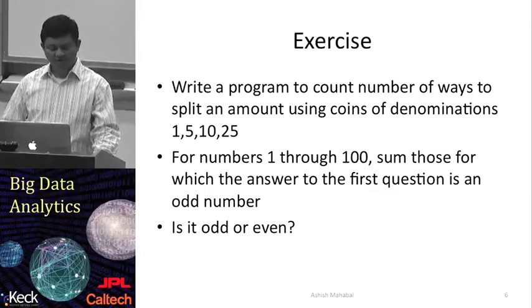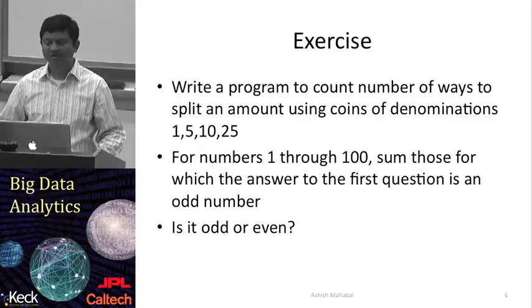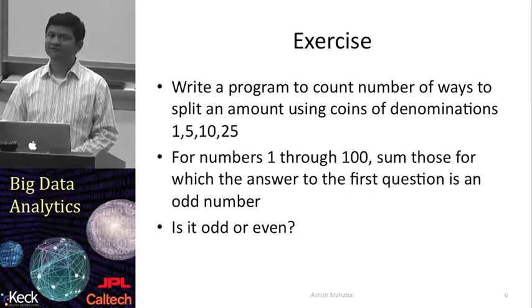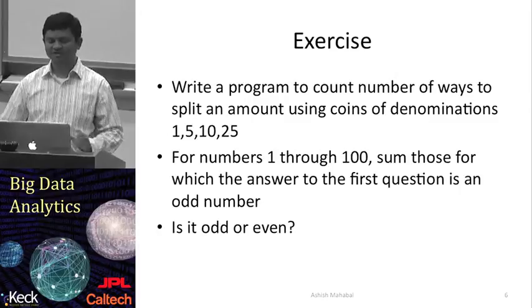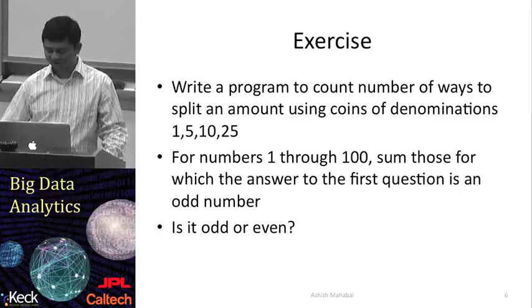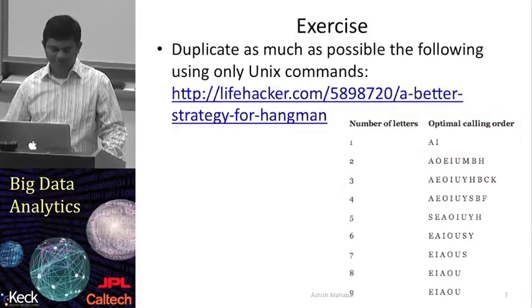So the next part of the question, and this is where you'll be able to build your program, is you should answer this question for all numbers from 1 to 100. And then having answered that, you should find out the ones which return an odd number of different ways of doing the sum. And then you should simply say whether the count of such numbers is odd or even. So that's essentially an exercise. You should definitely try to give it a go.